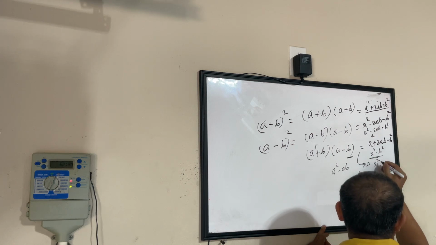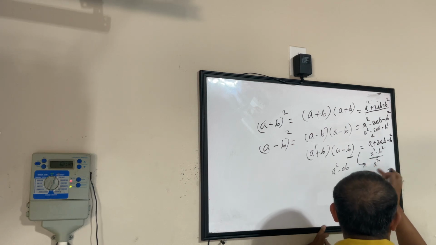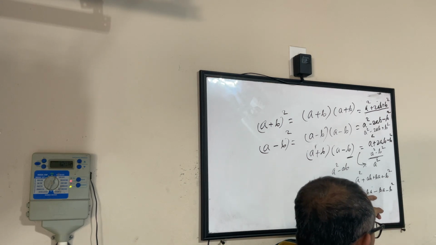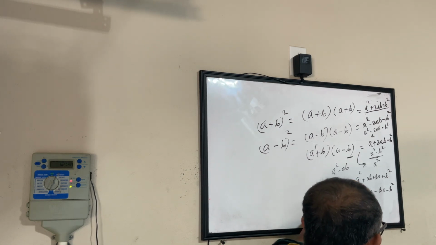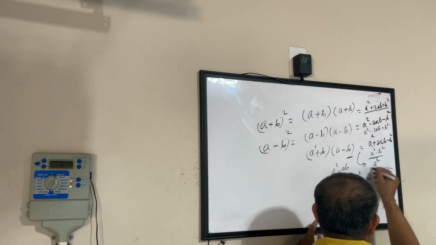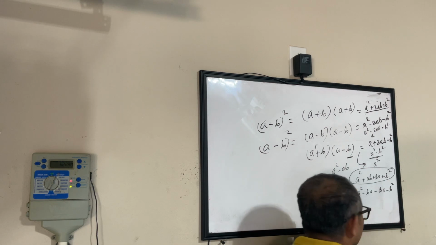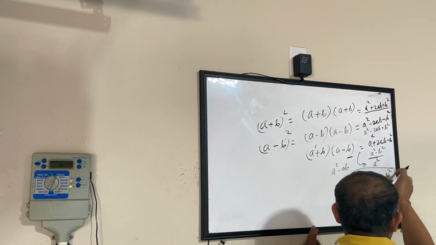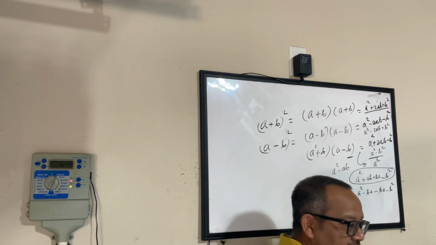A square. No, it's like the second one, sir. Here, this one. The top one. This one. Yeah. A square plus AB plus BA plus B square. Okay. Minus B squared. Minus B square. Okay. Yeah, Rihan.